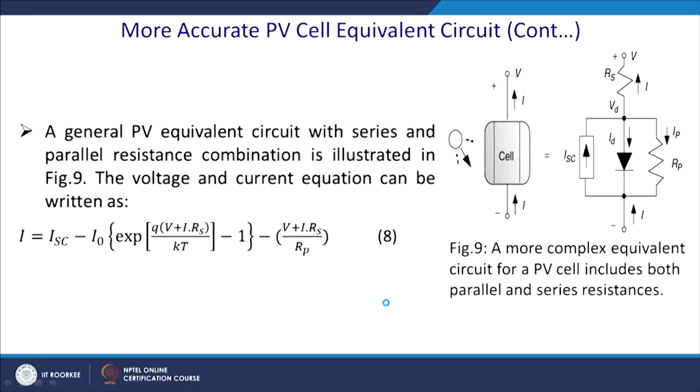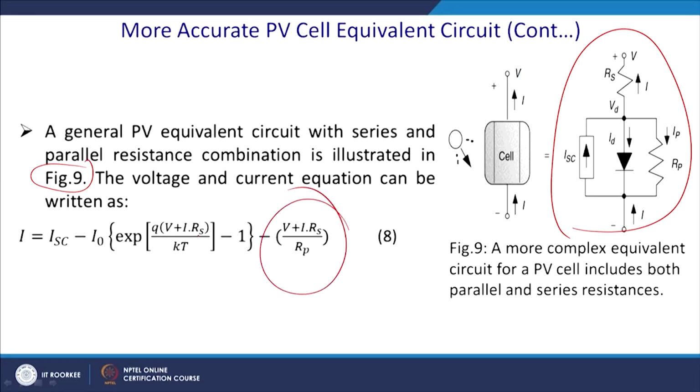And thus, the general equivalent circuit with the series and parallel resistance combination is illustrated in figure 9. So, this will be the figure overall, this is Vd, and ultimately there will be a resistance parallel to the diode, and the overall circuit will look like this, and thus you can write I = ISC - I0, this is the exponential, thereafter the drop due to this part of it.